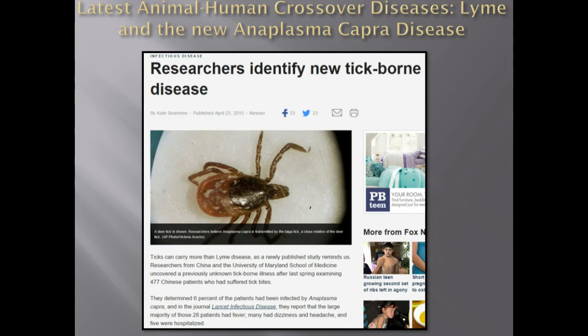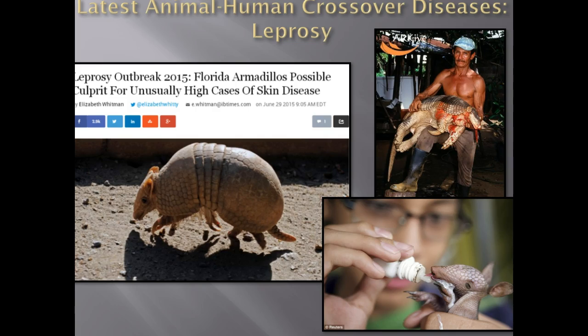The latest animal-human crossover disease is Lyme disease and the newer Anaplasma capra disease transmitted from ticks. This is an article that we found that shared this research. There were 6 new Florida cases of leprosy, all transmitted from people playing with armadillos. So be careful, beware, do not play with armadillos. This is an article that I found.